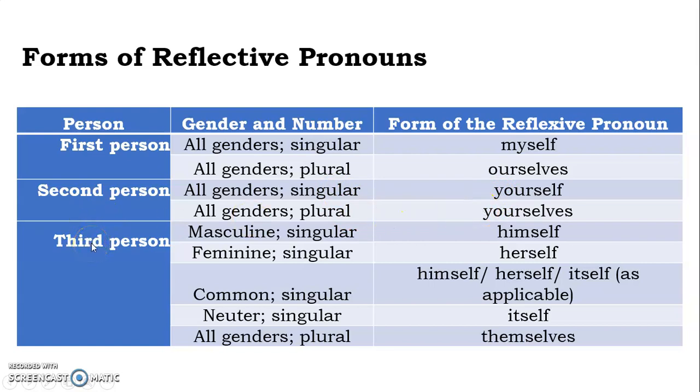Third person is neither the speaker nor the person spoken to. So for masculine singular we use himself. For feminine singular we use herself. And for common singular we use himself, herself, itself as applicable to the sentence. For neuter gender we have singular itself, and for all the genders plural we use themselves.